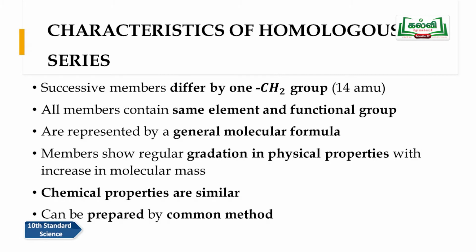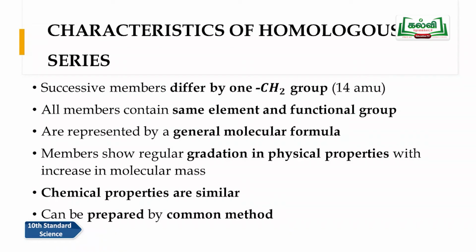The members show regular gradation in physical properties with increase in molecular mass. Chemical properties are similar. Since we have the same elements and the same functional groups, the chemical properties of the members of the homologous series will be similar, and they can be prepared by a common method. So, if we know the method of preparation of one member of the homologous series, we will know how to prepare the other members also. That is why we say they can be prepared by a common method. So, this is what we have to know about the homologous series.